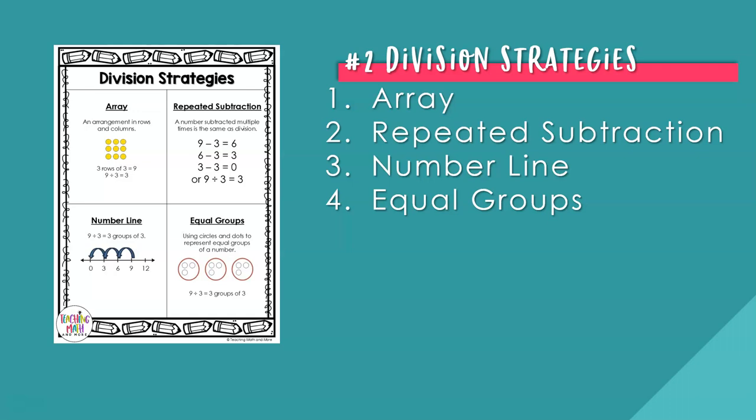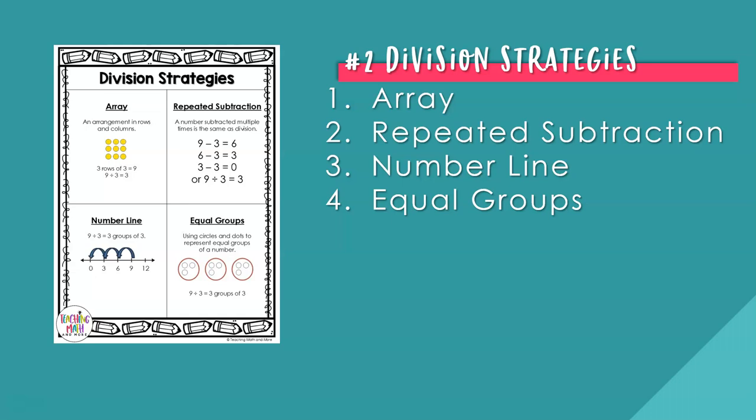The first one is an array. It's an arrangement in rows and columns. Here is 3 rows of 3, which equal 9, which can also be written as 9 divided by 3 equals 3. Number 2 is repeated subtraction. That's when a number is subtracted multiple times, which is the same as division. For example, 9 minus 3 minus 3 minus 3 equals 0, which is the same as 9 divided by 3 equals 3.